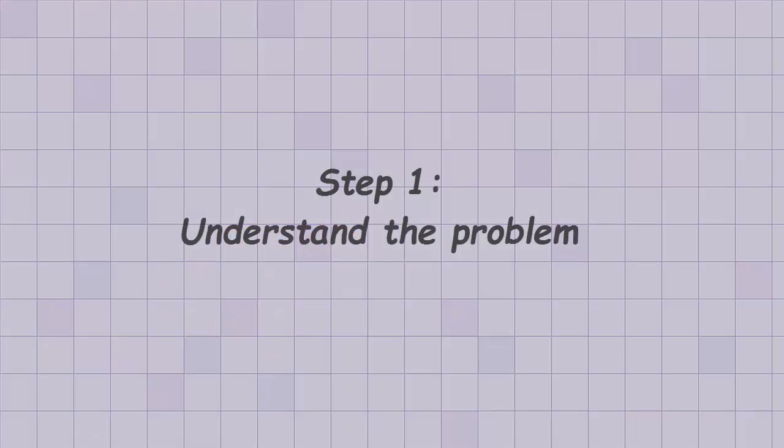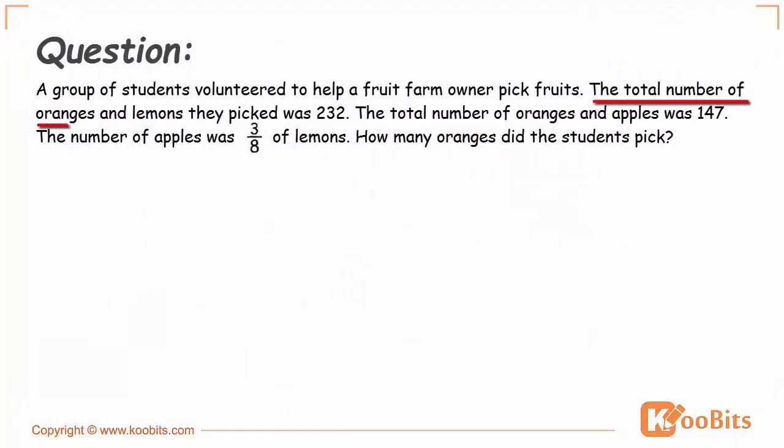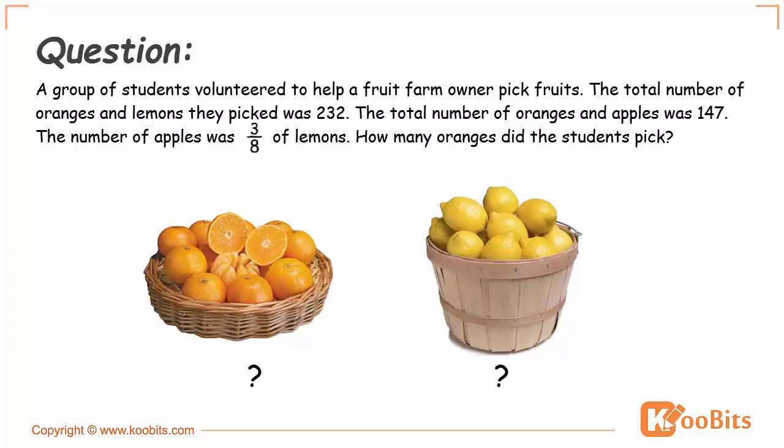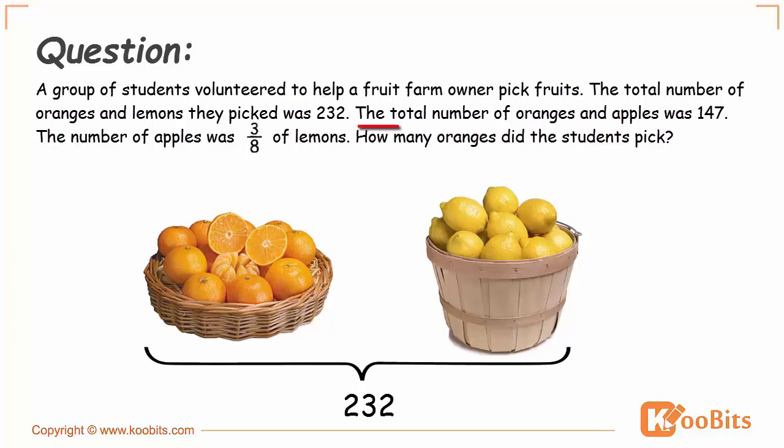Let's break down the question and understand it, shall we? The total number of oranges and lemons the students picked was 232. Do we know how many oranges or lemons were picked? No, we do not. But we do know that the total number of oranges and lemons picked was 232.